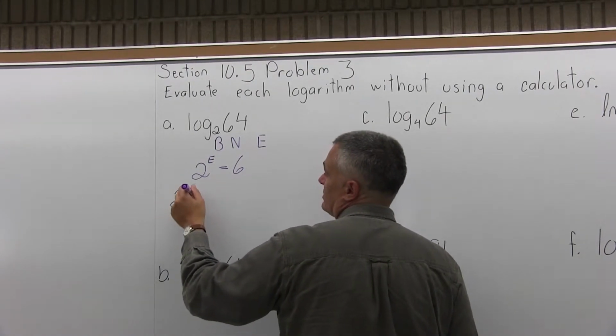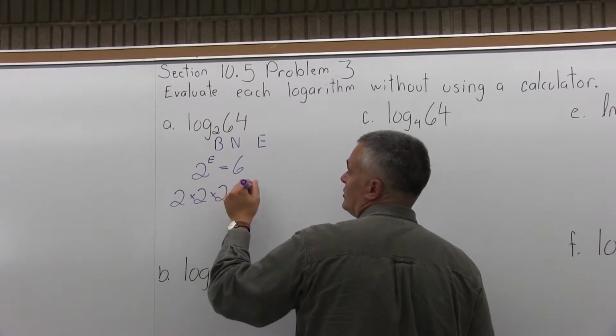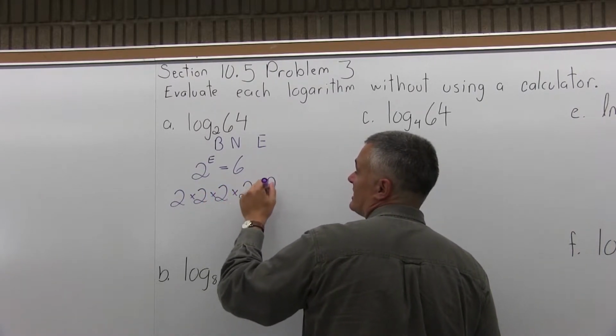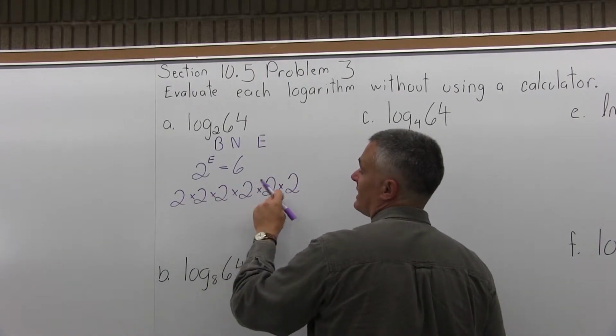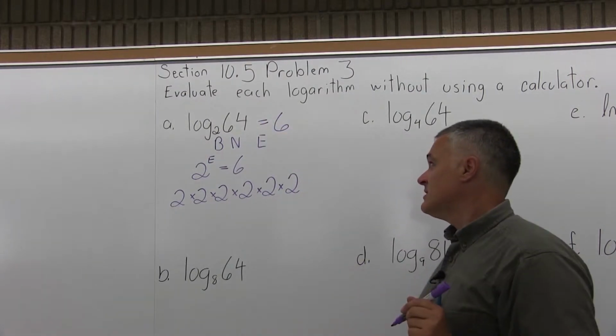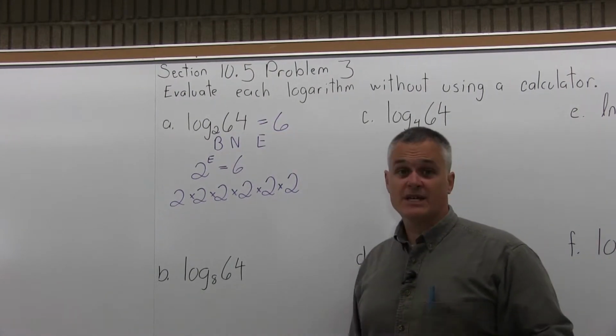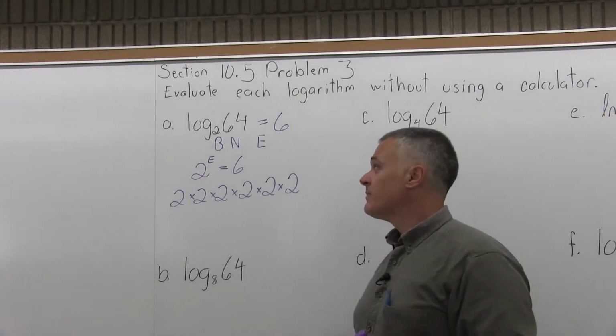So we have 2 times 2 is 4, times 2 is 8, times 2 is 16, times 2 again is 32, times 1 more 2 is 64. So 1, 2, 3, 4, 5, 6 power. So log base 2 of 64 equals 6. You're looking for the exponent on the 2 that would raise it to be 64.